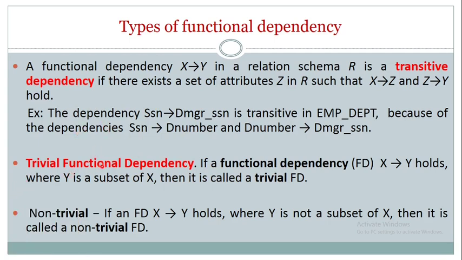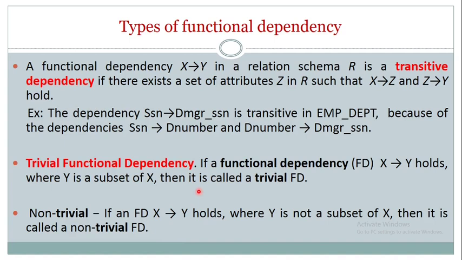What is trivial functional dependency? If a functional dependency X tends to Y holds where Y is a subset of X, then it is called a trivial functional dependency. For any functional dependency X tends to Y, if Y is a subset of X, then it is called a trivial functional dependency. In the opposite case, if a functional dependency X tends to Y holds where Y is not a subset of X, then it is called a non-trivial functional dependency.